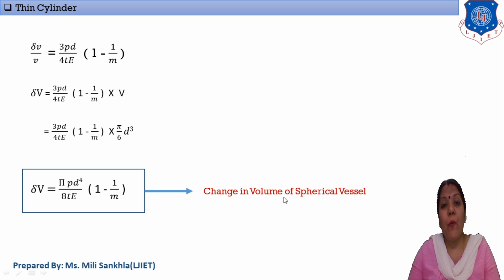Okay, our theory portion is complete now, and next we solve the examples. Just now our theory portion of thin cylinder and spherical vessel is complete. Okay, next we start with our examples.